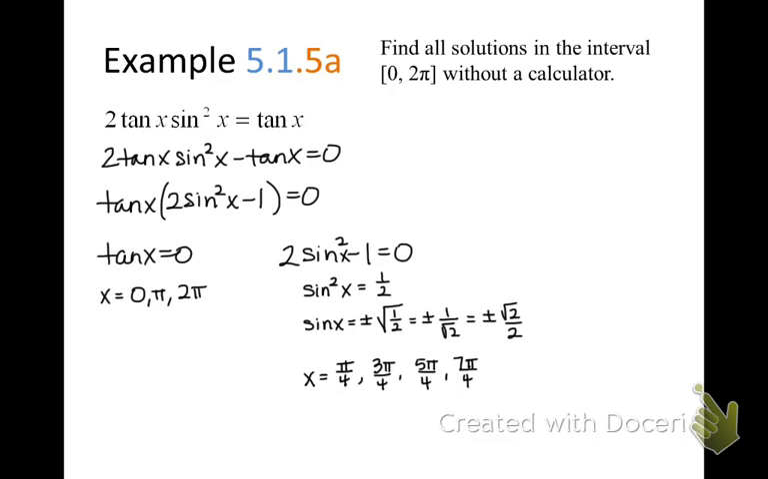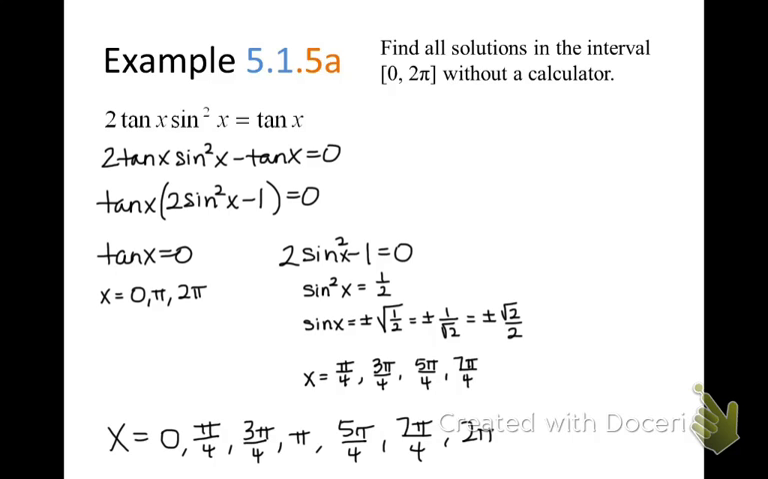So your full set of solutions, when you give me your final answer, you want to list them in order. So in order, this would be 0, pi over 4, 3 pi over 4, pi, 5 pi over 4, 7 pi over 4, 2 pi. I don't really care if you have that 2 pi on the end, as long as you have the 0. One or the other is fine. You don't have to duplicate the 0 and the 2 pi. That's okay. Are there any questions on how we solved this equation?